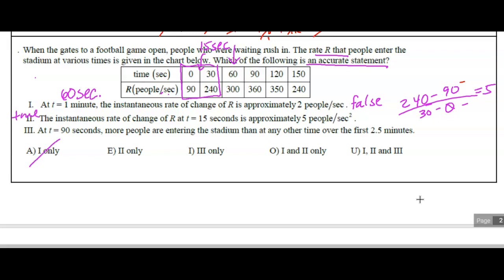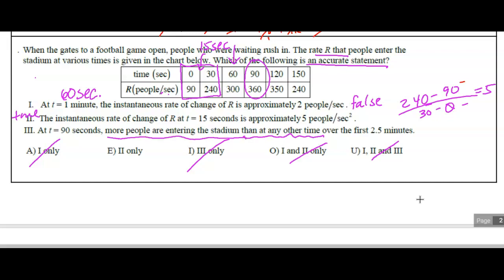All right, so we can get rid of, we actually don't even have to check number 3 because of our option choices. Now this might have said 2 and 3 only, which I kind of wish it did. But let's go over why number 3 is false. So at t equals 90 seconds, more people are entering the stadium than at any other time over the first 2.5 minutes. So the table is 2.5 minutes, but this is the key.